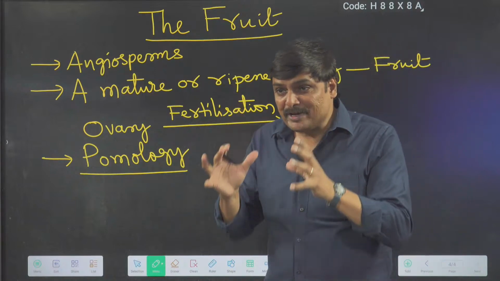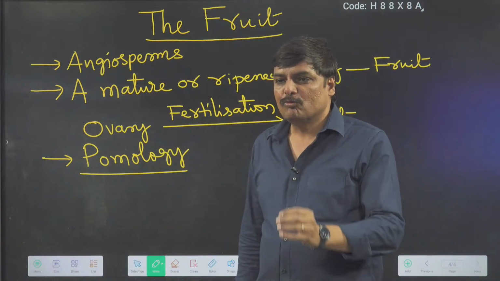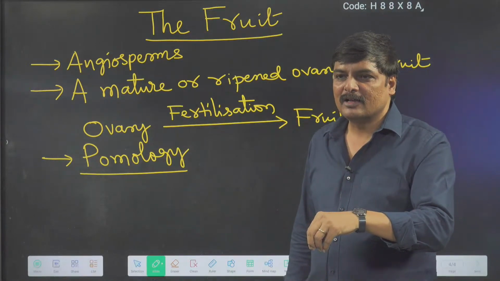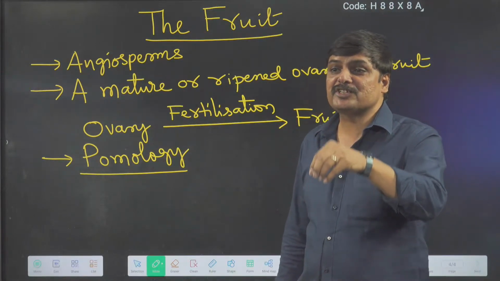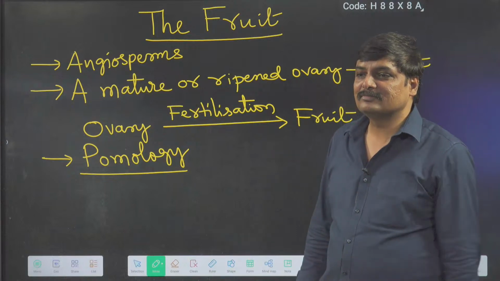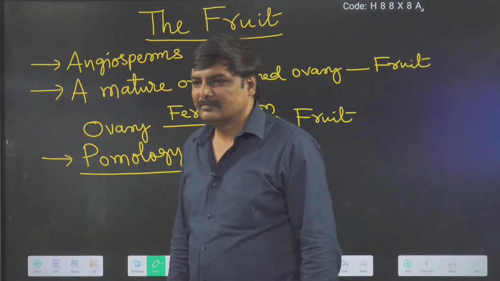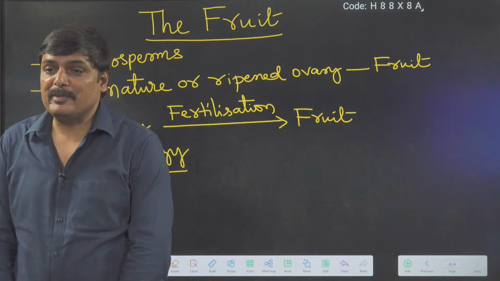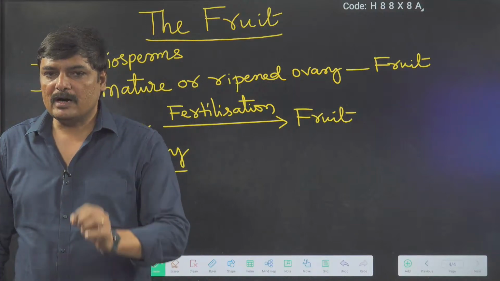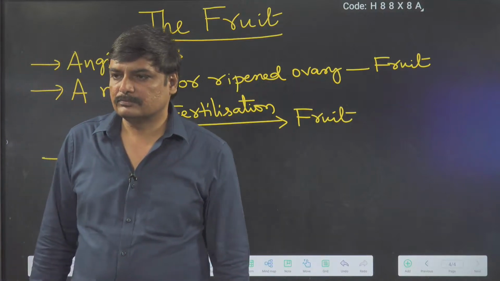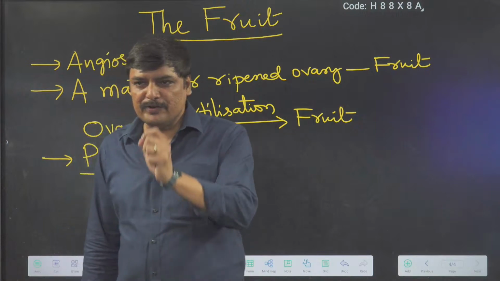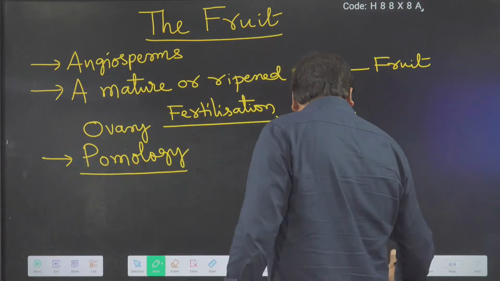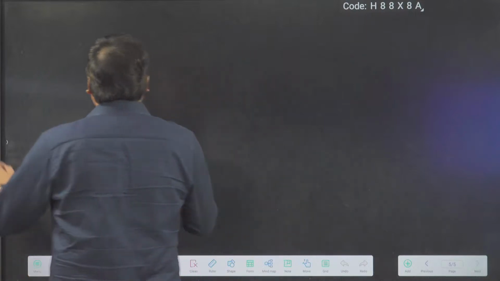In some species, ovary develops into fruit without fertilization also. And such phenomenon is called parthenocarpy. What is meant by parthenocarpy?